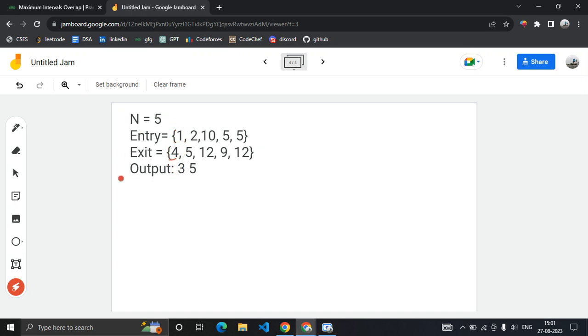For example, the first guest entered at 1 minute and exits at 4, so for guest one it is 1 till 4. Guest 2 arrives at 2 and exits at 5. Guest 3 arrives at 10 and exits at 12. Guest 4 is 5 and 9. And guest 5 is 5 and 12.